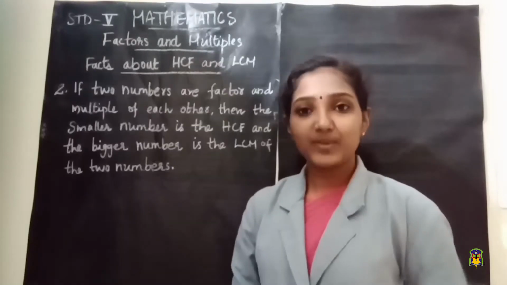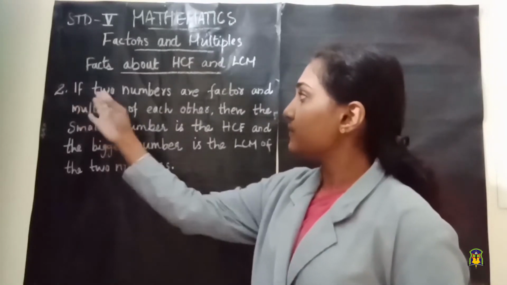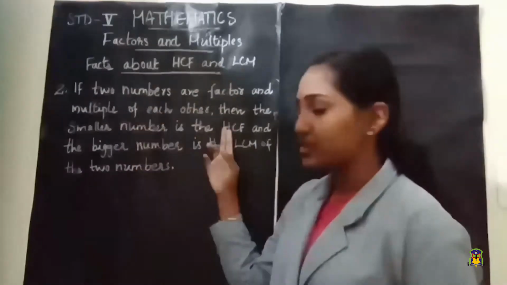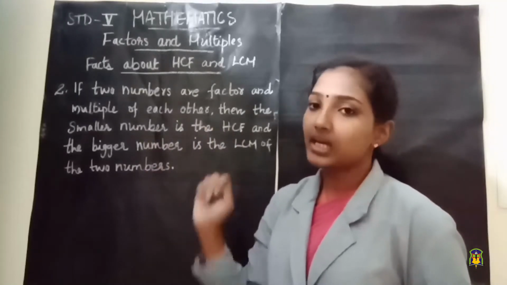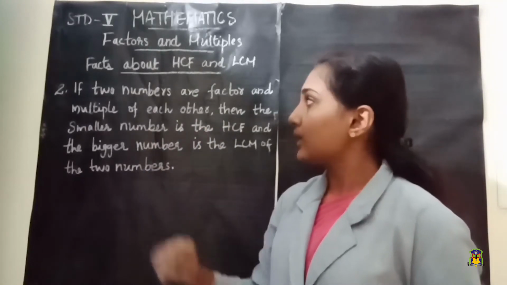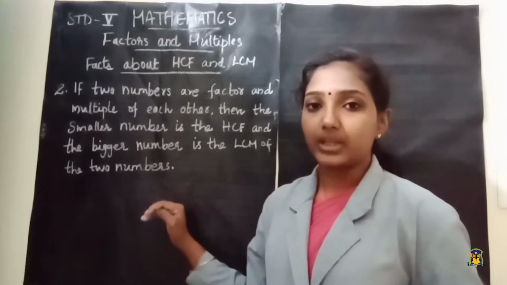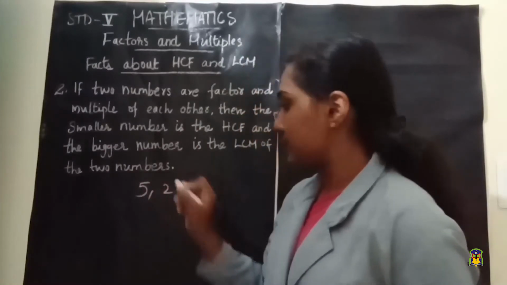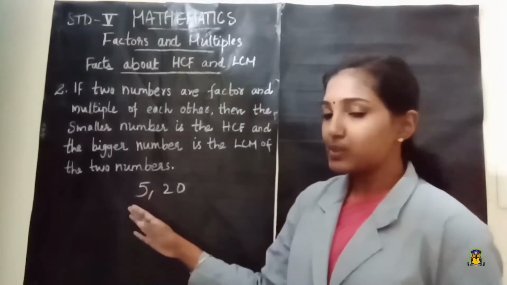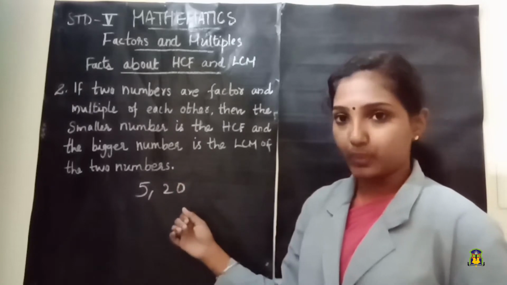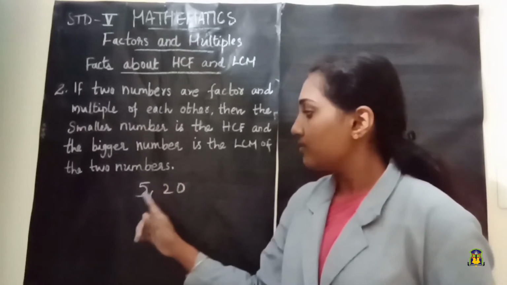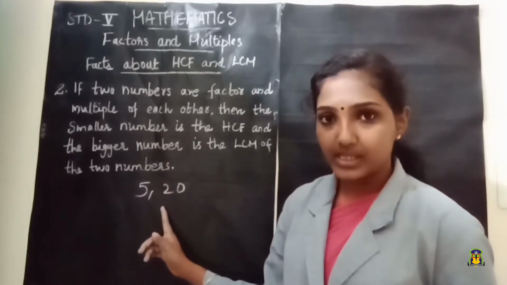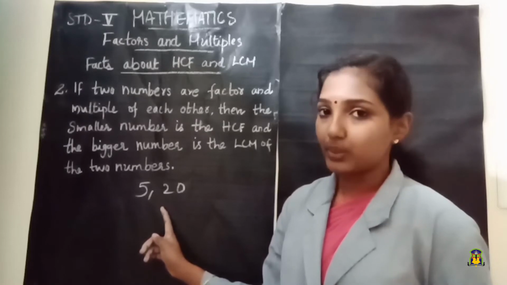Okay. Moving to the next one: if two numbers are factor and multiple of each other, then the smaller number is the HCF and the bigger number is the LCM of the two numbers. Okay, so let's take it with an example. So here we are given two numbers 5 and 20. Look, 5 is the smaller number and 20 is the bigger one. And 5 is a factor of 20, right? 5 divides 20 completely, without leaving a remainder.